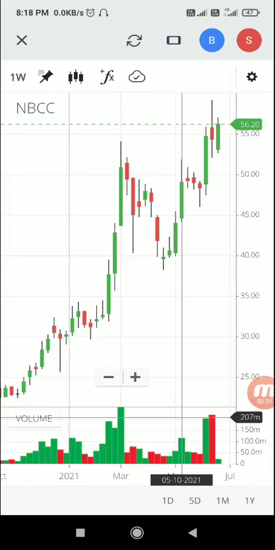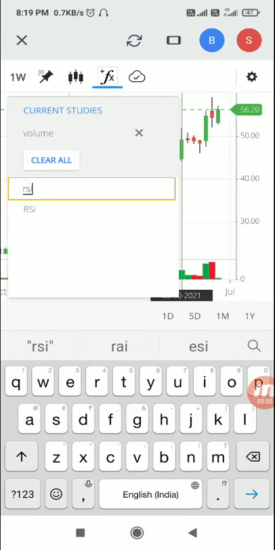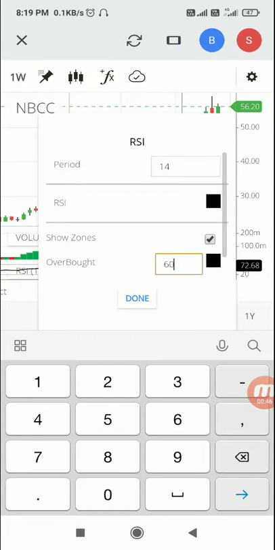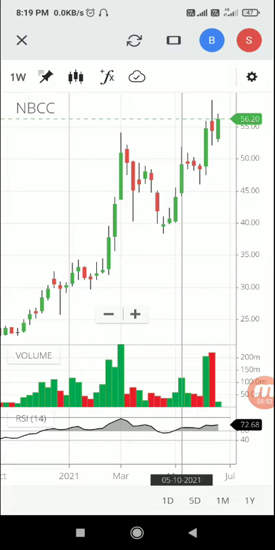So the next thing which you should be adding is RSI. So volume will be showing you how many stocks have been bought, or what is the volume of the stock which has been sold on that day. RSI will be showing you the strength of that stock. So we are not going to go in deeper. We are just going to do it on a normal basis.